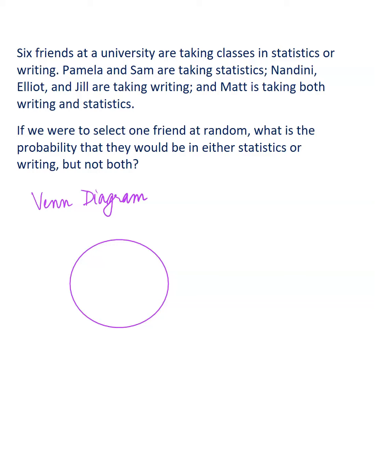Okay, so they're typically overlapping circles. They will overlap if you find some overlap, and I do see an overlap because I see two groups. One is the statistics group and the other one is the writing group, and we are told that Matt is taking both writing and statistics. So there is an overlap. Okay, so let me write here statistics. I'll keep it purple, and the orange one would be writing.